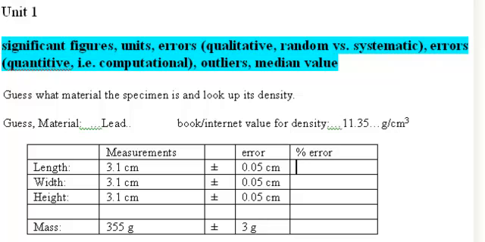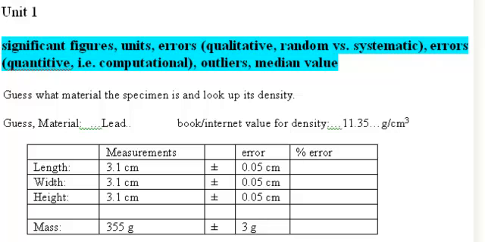So again, this is another recording that serves a dual purpose. One is to look at significant figures, units, errors, and so on, and the other one is a sample calculation for the lab on Unit 1 for density. So here I'm going to look at calculating errors. These are the computational or quantitative errors, and then later on in this recording I'm looking at random versus systematic, respectively qualitative errors. So let's start with the computational ones.